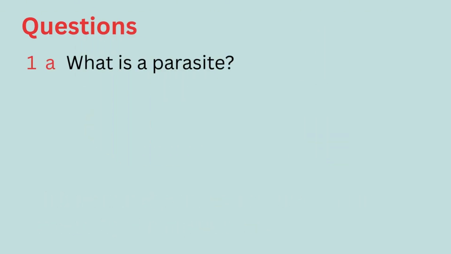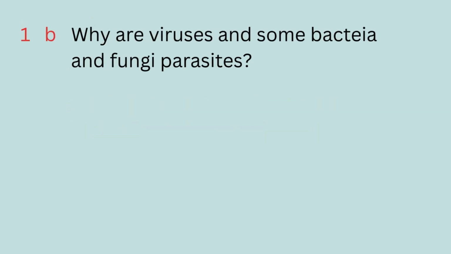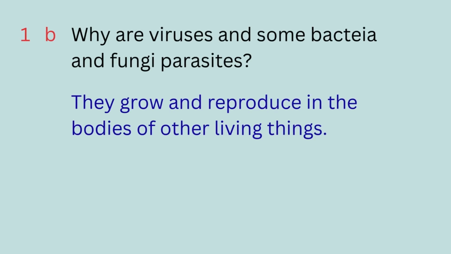Questions. Number 1a. What is a parasite? Any living thing that lives on or in the body of another living thing is a parasite. Question 1b. Why are viruses and some bacteria and fungi parasites? They grow and reproduce in the bodies of other living things.